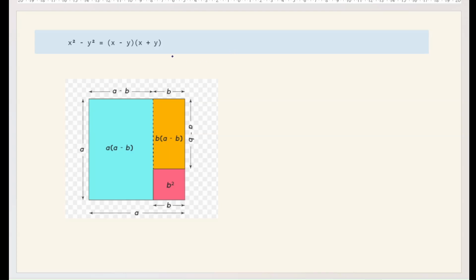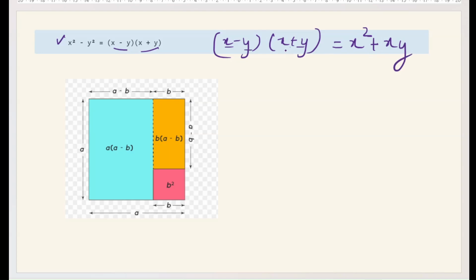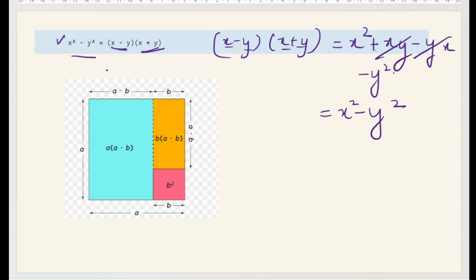Now the next identity, that is x square minus y square, that is equal to x minus y into x plus y. Right? So this is very simple to understand. When I multiply x minus y into x plus y, that is x into x is x square. x into y is plus xy. Now minus y into x is minus yx. Minus y into y is minus y square. So xy minus yx is 0. So what I get? x square minus y square. That means x minus y into x plus y is x square minus y square.